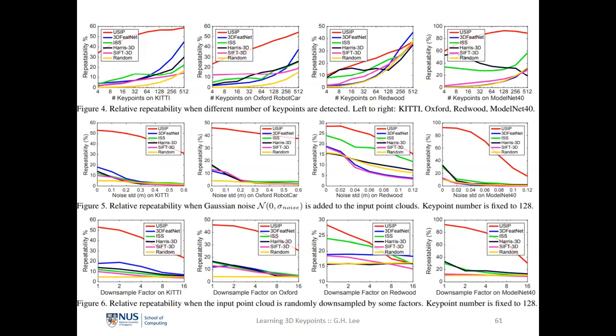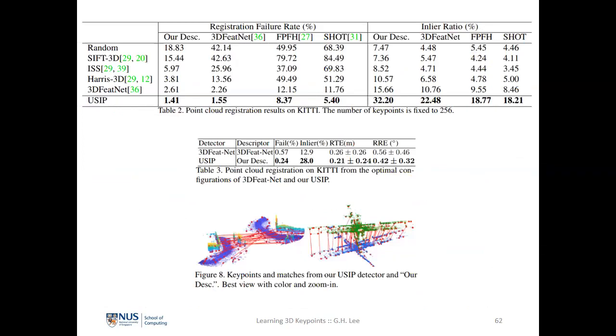Because 3D FitNet was published at ECCV 2018, and this work was published at ICCV 2019. So we were the second work to compare with ourselves, that's 3D FitNet. And you can see that in terms of repeatability, it beats everything by a huge margin, even though it's self-supervised. And here are some other results.